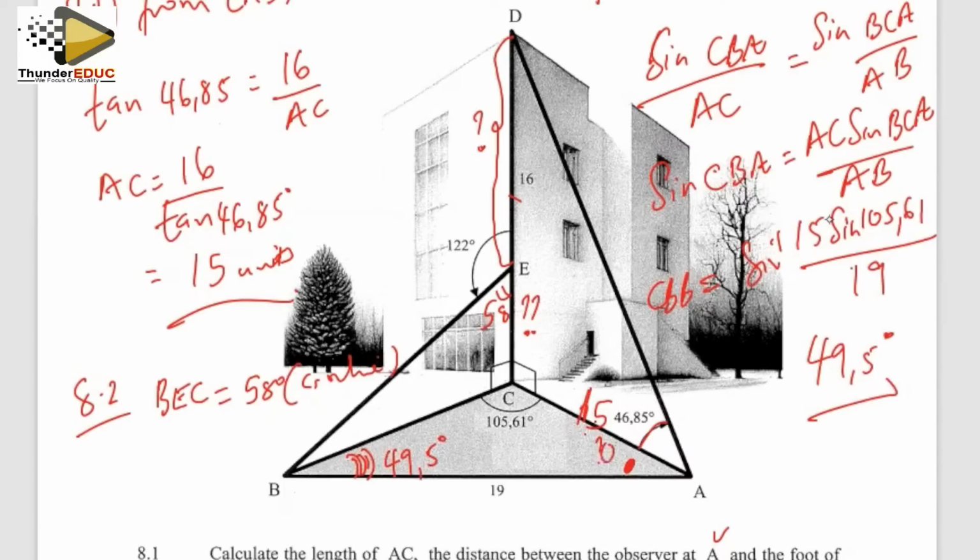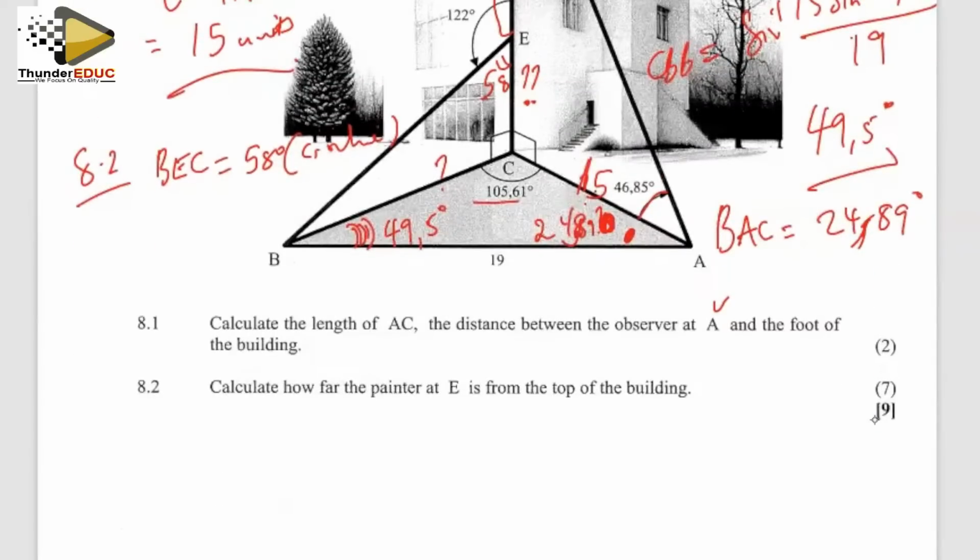Then I can find this angle using the angles in the triangle. So BAC is going to be 180 minus this minus that. Let's do that. So 180 minus 49,5 minus 105,61. That gives me 24,89 degrees. So if this is 24,89, then I can use the sine rule and find what BC is now.